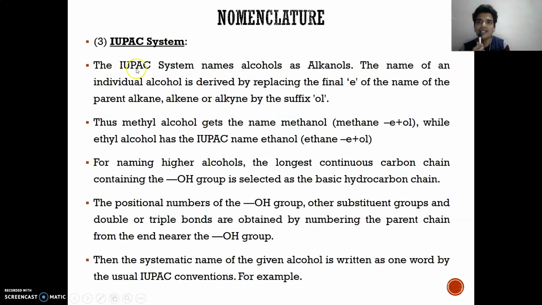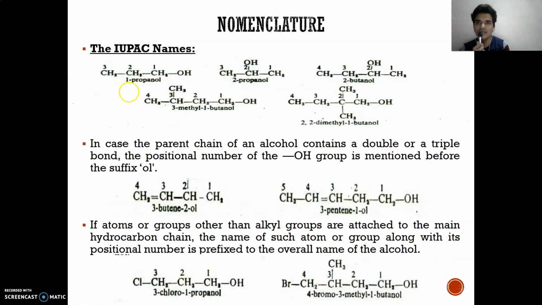So the IUPAC name system. Similar to the common system, we select the chain according to where the OH group is present, then numbering 1, 2, 3, so it is called 1-propanol or 2-propanol, according to where the OH group is present. Then we also take a double bond into consideration, so it becomes 3-buten-2-ol and 3-penten-2-ol, like this.